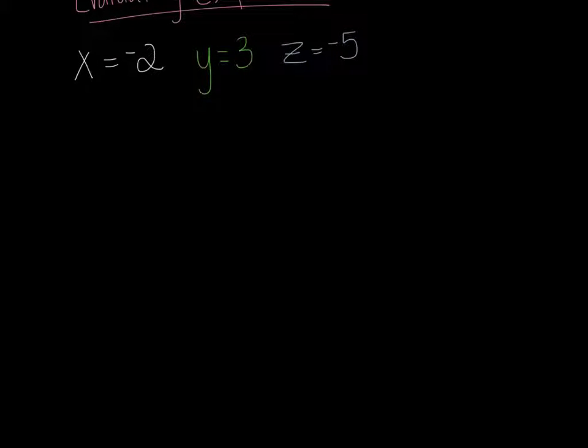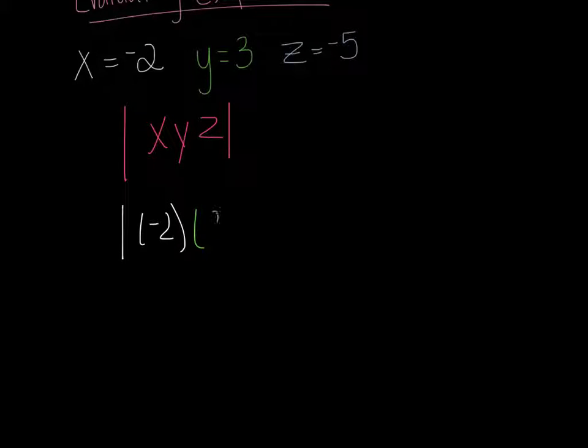Alright, let's try another one. Let's try evaluating this expression right here. You'll see these sometimes. So this is the absolute value of x times y times z. So what we need to do for this one is substitute in our values of x, y, and z for our variables. So the absolute value of, instead of x, we're going to use -2. And then for y, we'll substitute in 3. And for z, we substitute -5.